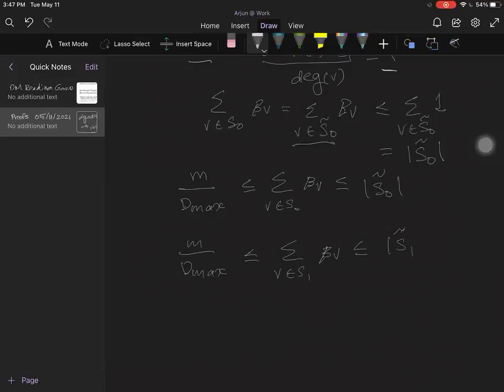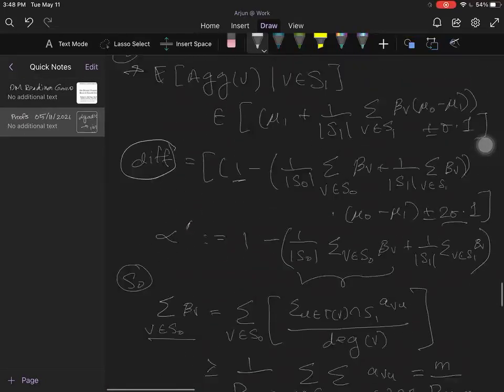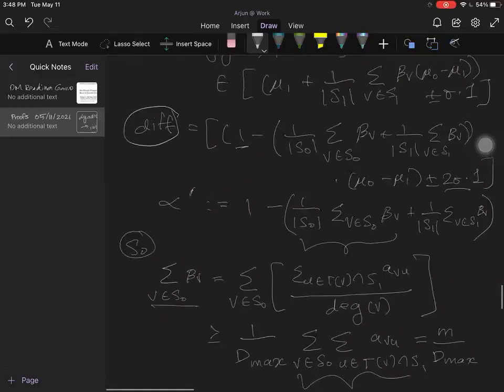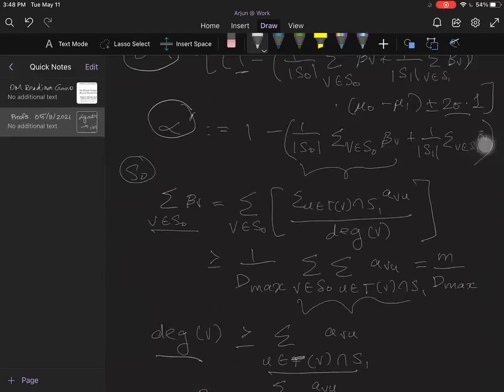So all the nodes at the border in S1. And we wanted to show a bound on this term, alpha prime. And since we now have upper and lower bounds for the sums here for beta v, we can give upper and lower bounds on alpha prime.